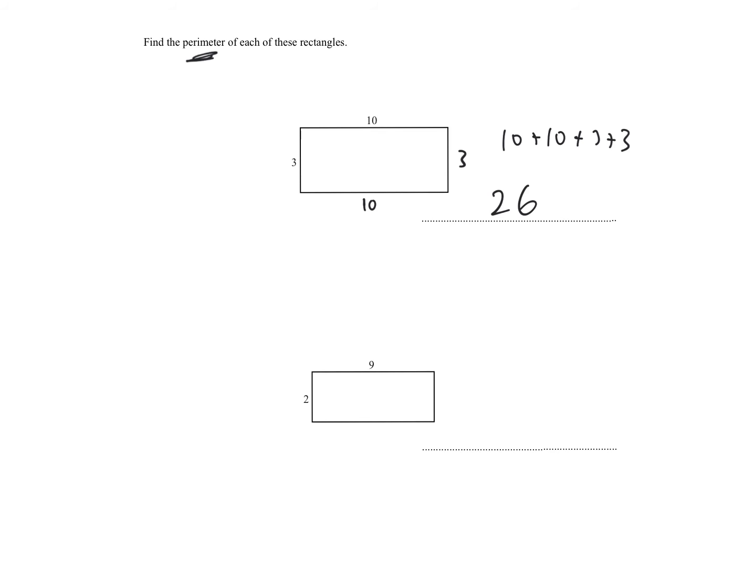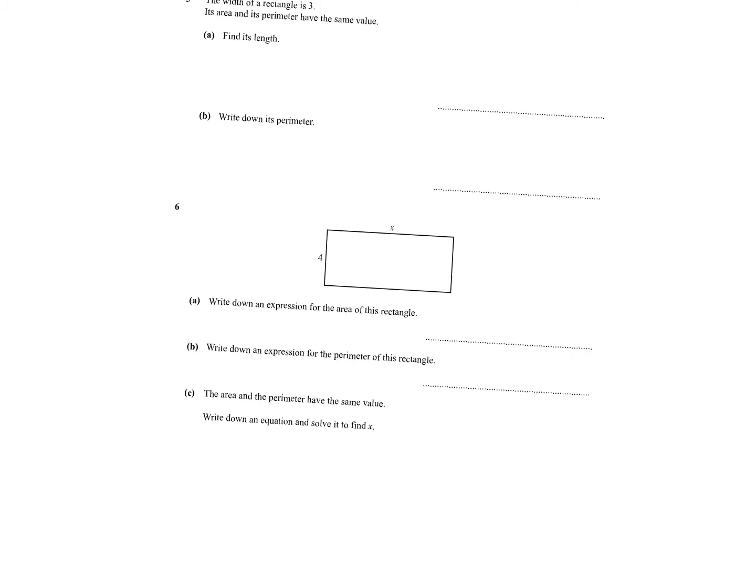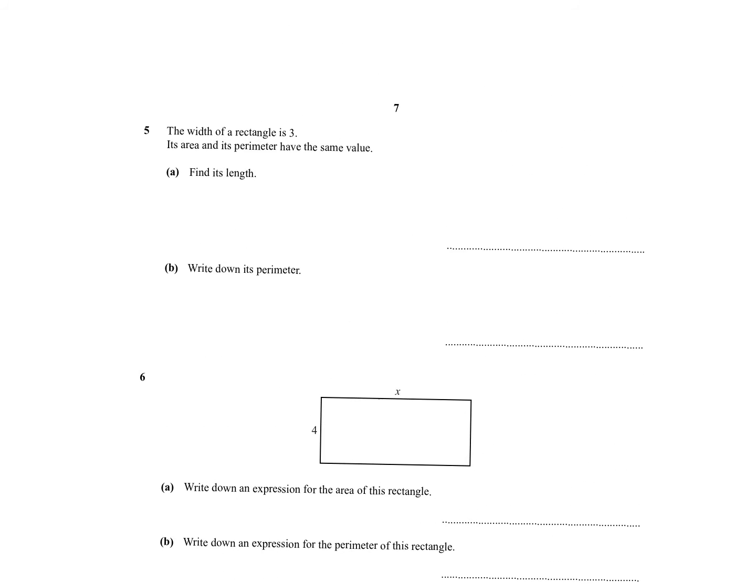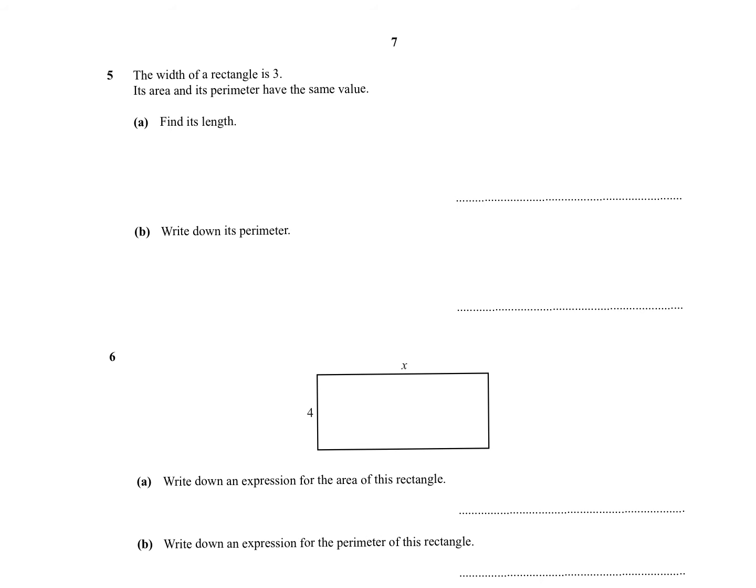And perimeter here is 9 plus 9 plus 2 plus 2. And that's 18. And 4, 22. Next page. So then this is interesting because it starts looking specifically at the width and the length.